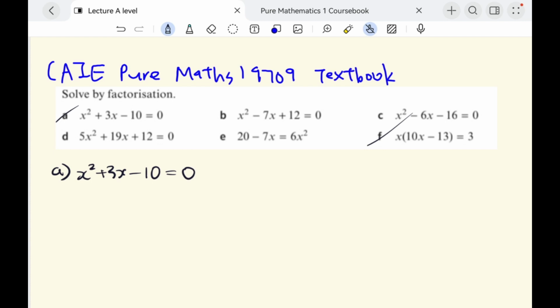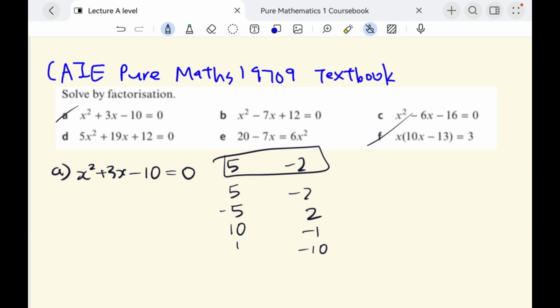So let's carry out the factorization to find your x. As I told you before, 3. What are the possible sum of 3? 5 and minus 2, correct? And the 10 can be also 5 and minus 2, or minus 5 times 2. Or could be also 10, 1, 1, 10, 10 negative 1 and 1 negative 10. Also, alright? So which possible sum and possible product of roots satisfy each other? So obviously it's 5 plus negative 2 and 5 times negative 2.